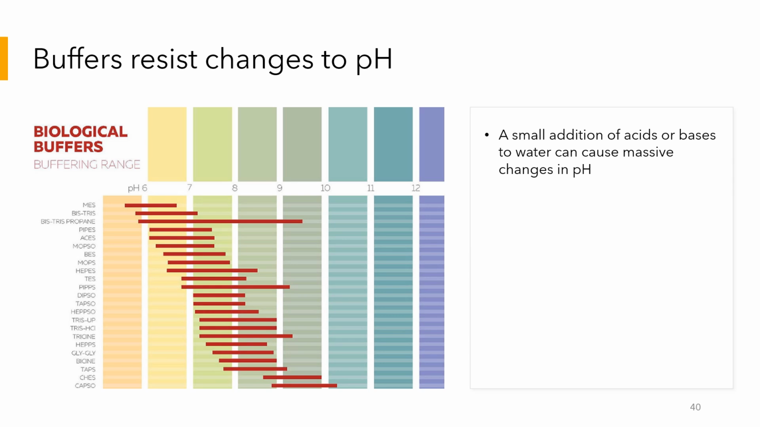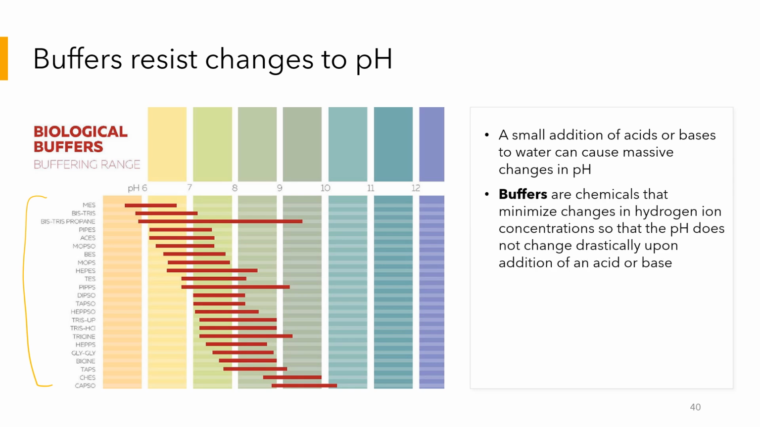Now, there are chemicals that resist changes to pH, and we call these buffers. So sometimes when you add a small amount of acid or a small amount of base, it can cause massive changes in the pH. And sometimes you don't want that to happen, especially if you're doing scientific experiments. You want the pH to stay as level as possible so you can test some other variable. So we will use these different buffers. There's a bunch of them listed here that resist changes to the pH.